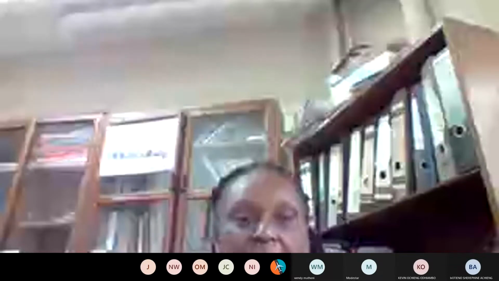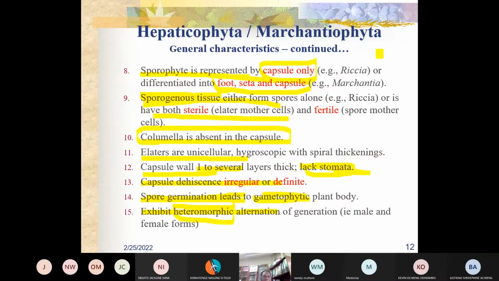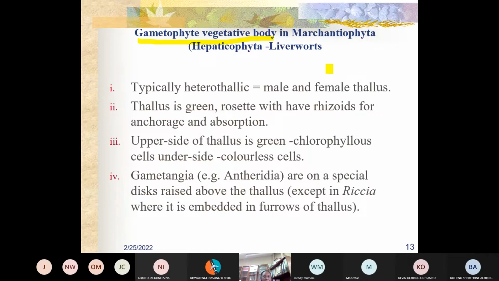Now, the gametophyte itself, so that was very general. Now, the gametophyte has male and female types. Male and female thalli. Then the thallus, this gametophyte is green. It can be rosette with rhizoids for storage and for anchorage.